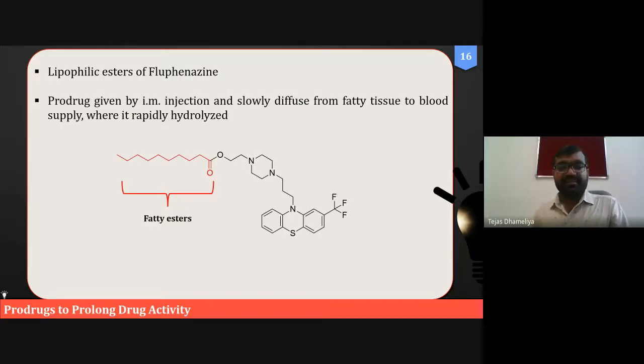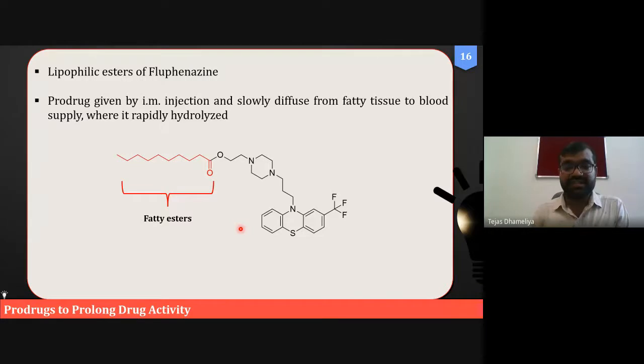This is another approach where prodrugs can be used for this purpose. And this time fluphenazine has been shown over here, and this is an injection which is given by the intramuscular route, and that slowly will diffuse from fatty tissue to the blood supply, and now it can undergo rapid hydrolysis to release fluphenazine.